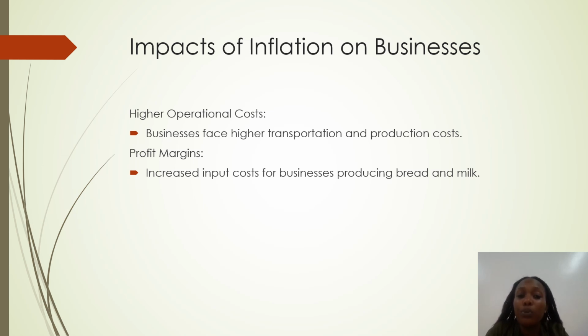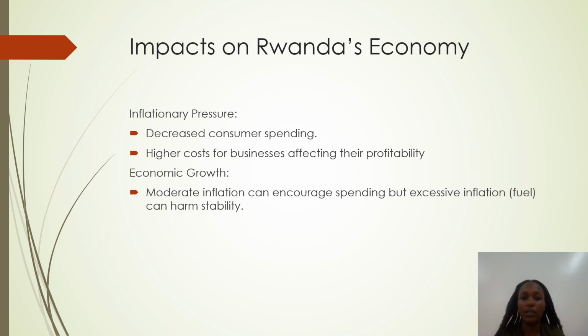Let us proceed with the profit margins: the increased input cost for businesses producing bread and milk. Let's say if the production cost of bread keeps increasing, for me to get some profits, I will increase the price to gain the money that I lost while producing that bread. So the cost will keep increasing. Now, the impact of this inflation on Rwanda's economy.